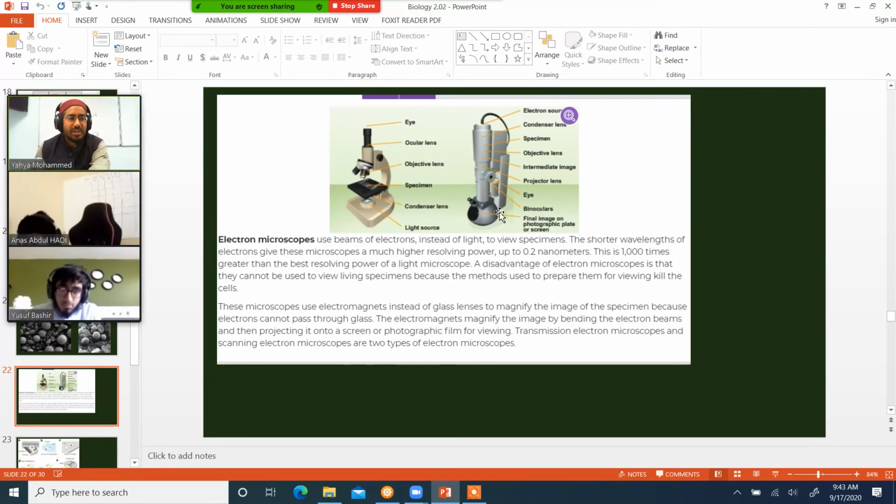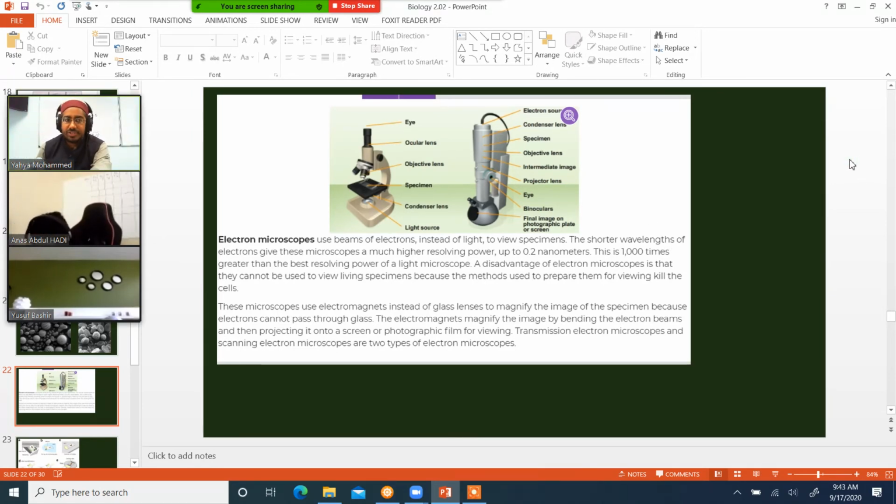It doesn't use light, it uses electrons. It sends a beam of electrons and shoots it at your specimen. How do they get electrons? Is it from electricity? Yes, electricity. It produces electrons at the top. I don't know exactly what they're doing to produce it, but you send a beam of electrons and it hits the specimen, and then you can look at it.